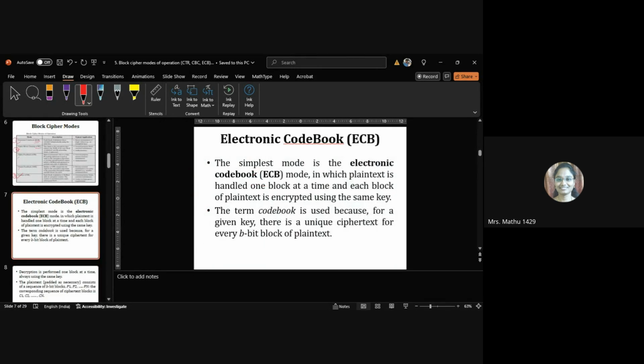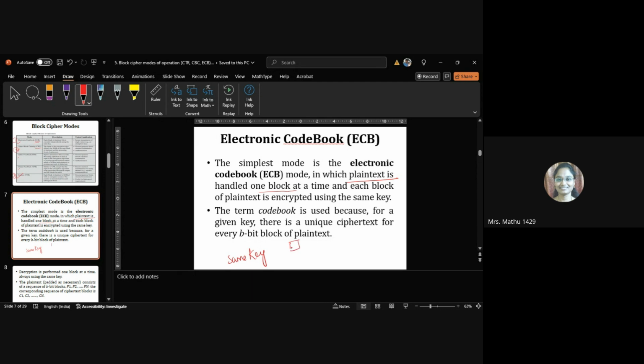So the first one is the electronic codebook mode. This is the simplest among all these five modes. As we have discussed, it uses the block cipher mode of operation, so it takes the plain text in blocks and handles one block at a time. Since this is the simplest method, we are going to use the same key for all the blocks.